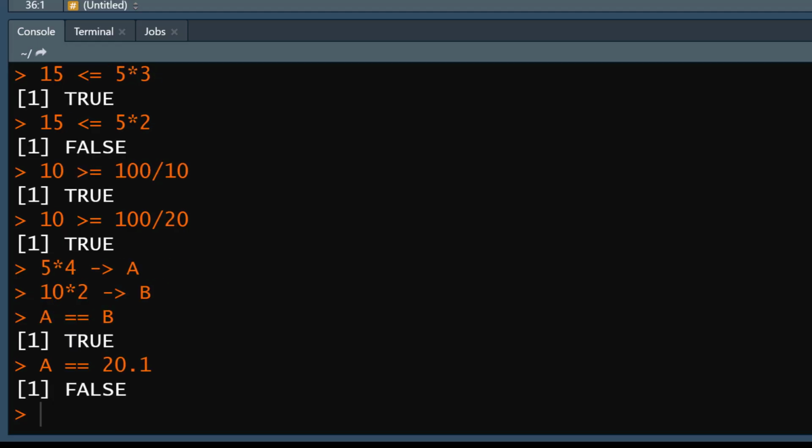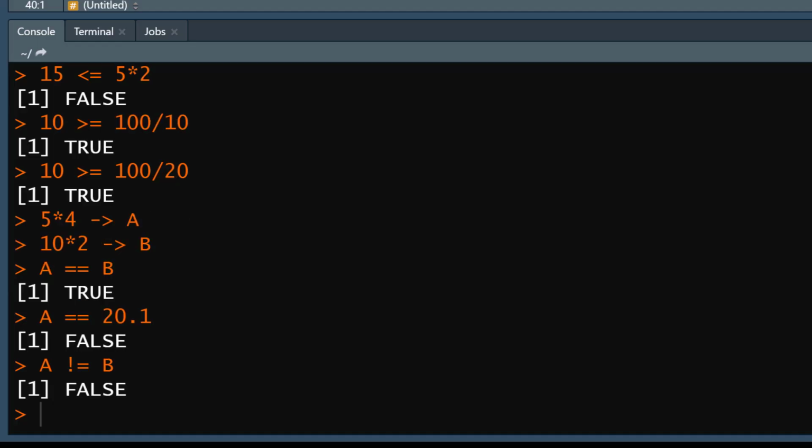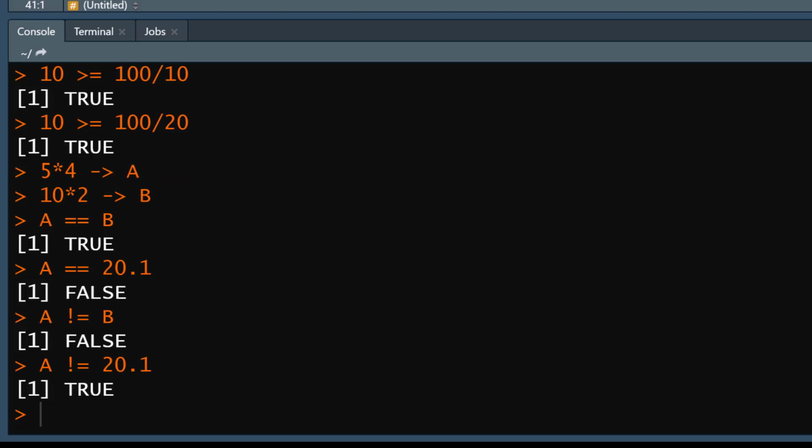We know it's not. Running that bit of R code, you can see that I get a false. There's also the inequality operator, which is an exclamation point followed by the equal sign. I could test whether or not A is not equal to B. Since we know they're equal, I get the expected answer of a false. I could then test whether or not A is not equal to 20.1, and you see that I get a true.